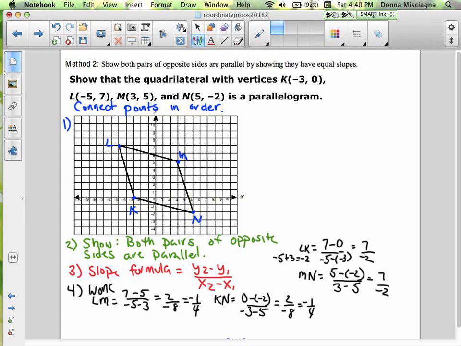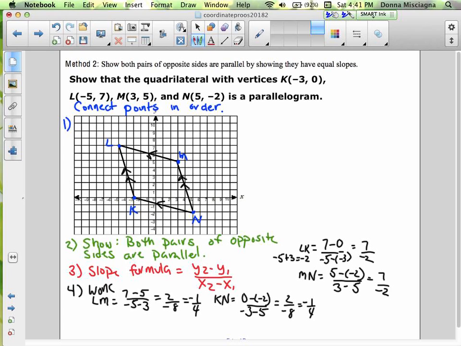We can see we've got both pairs of opposite sides have the same slope. So that does mean that they are parallel to one another. So now let's write our proof. I'm going to do a 2-column proof in this one as well.